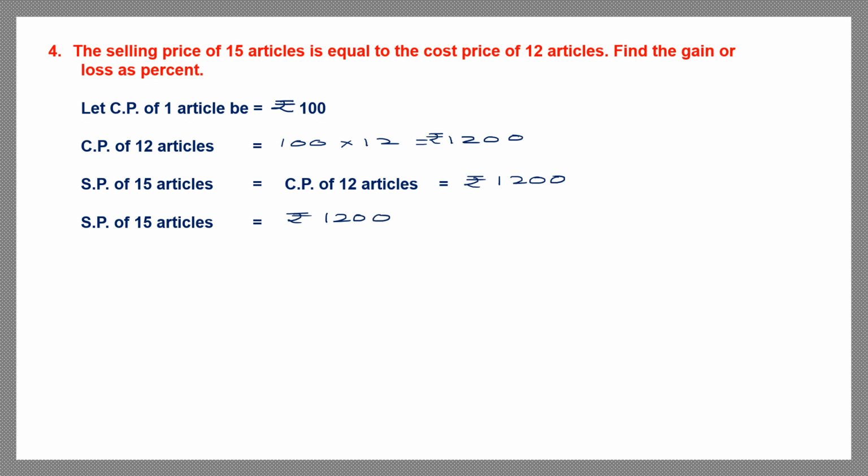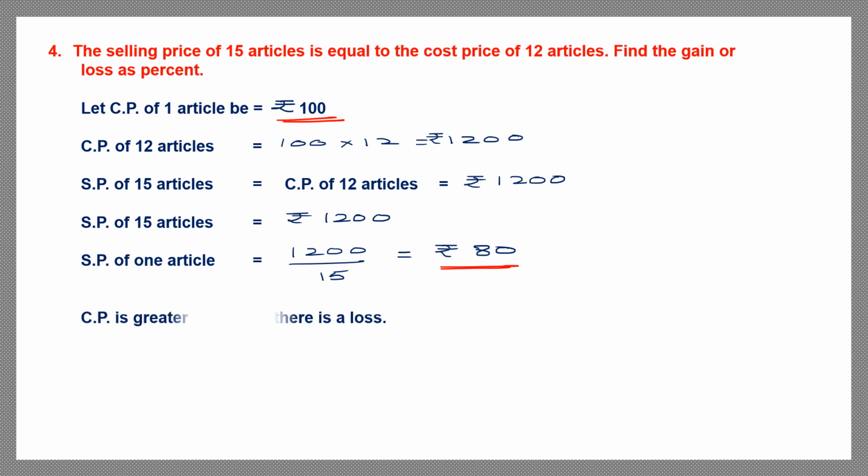So from this we can find the selling price of one article. So that will be 1200 divided by 15. And that is 80. That means the selling price of one article is 80 rupees. Now look at this. The cost price of one article is 100. The selling price of one article is less than that. That is 80 rupees. That means there was a loss. The article was bought for 100 rupees, but it was sold only for 80 rupees. So we need to find the loss because cost price here is greater than the selling price. So we're going to find the loss, and that is cost price minus selling price.